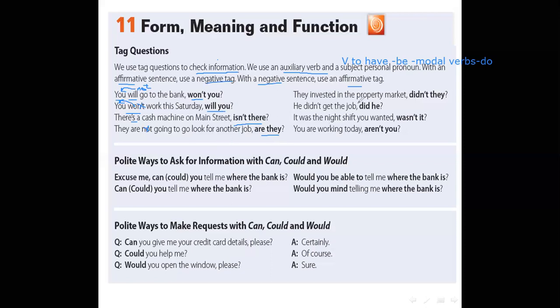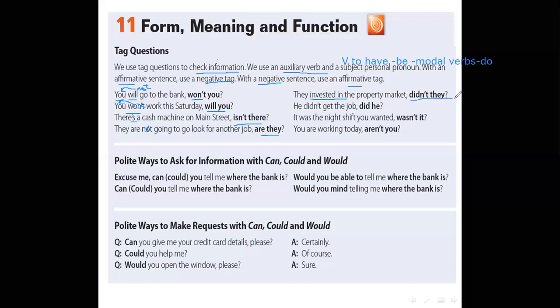They invested in the property market. Where is the auxiliary verb here? Excellent. There is no auxiliary verb. So what about the main verb? Invested. It's in the past form of invest. So we use do, does, or did. Excellent. Did. And here the sentence is positive, so the tag question will be negative. Didn't they? Do you understand now?